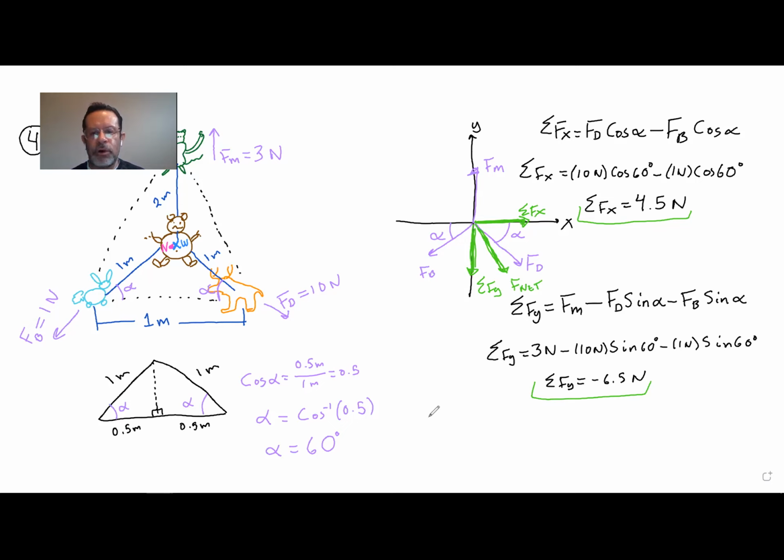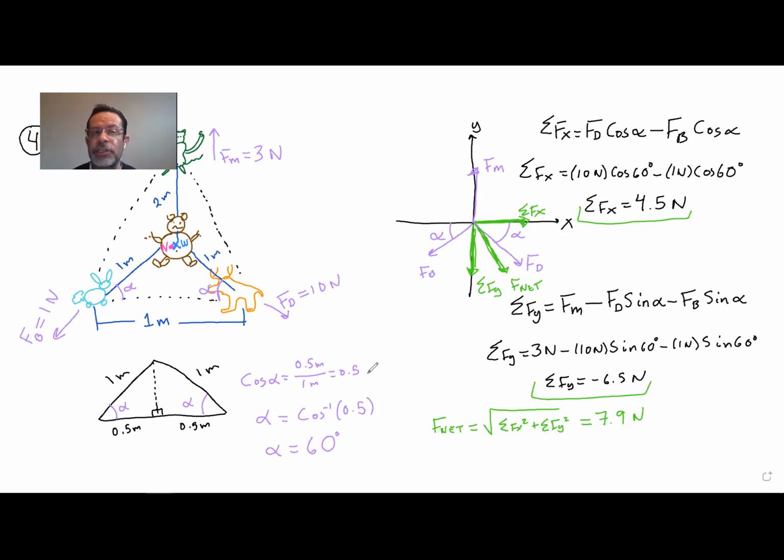What is this net force? This net force is going to be equal to the square root of the sum of forces in X elevated to the square plus the sum of forces in Y elevated to the square. Somebody give me this value, please. 7.9. Thank you, Enyan. Please corroborate. 7.9 newtons. That's the force that's being exerted on the bear.